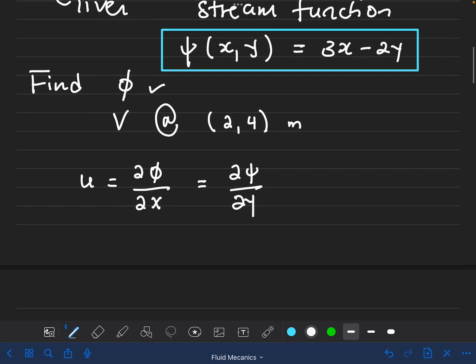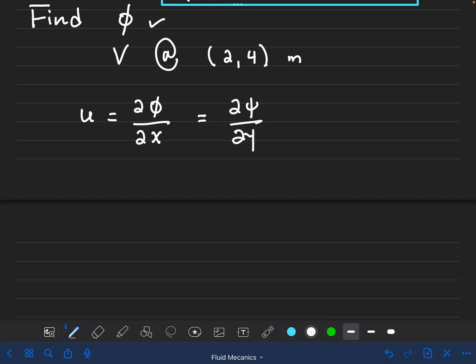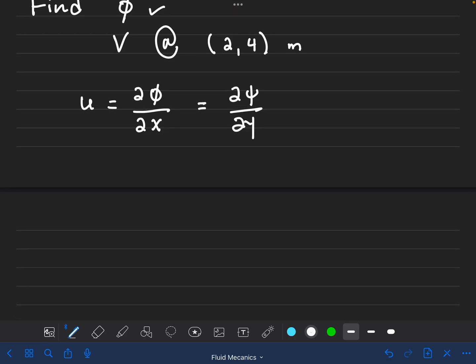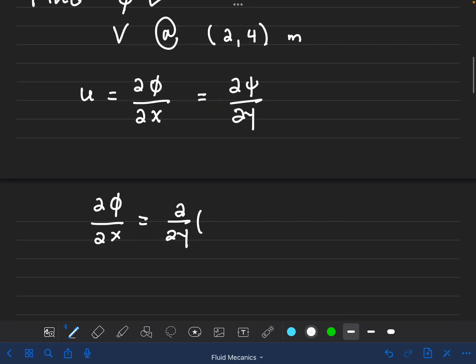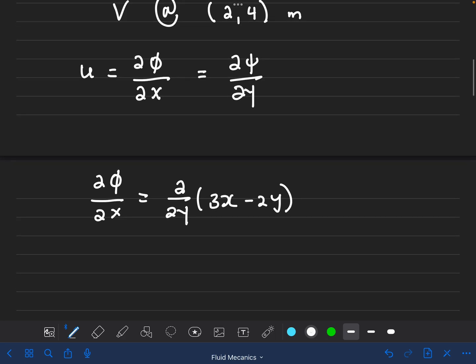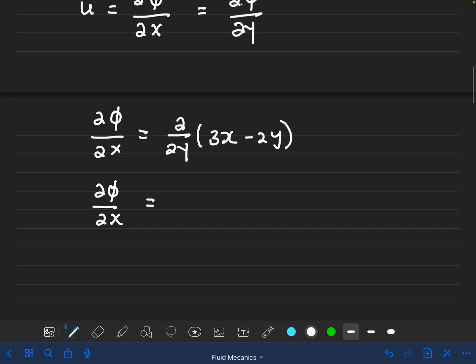So we're going to use these expressions in order for us to find the velocity potential. Okay, so let's just continue. Then we've got the partial derivative here. This equals the partial derivative in terms of y of the stream function, which is 3x minus 2y. Okay, fine. So this side remains the same. Then if we find the derivative here in terms of y, we are going to get negative 2.